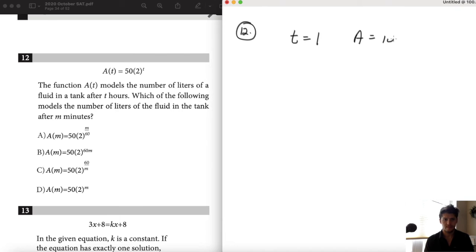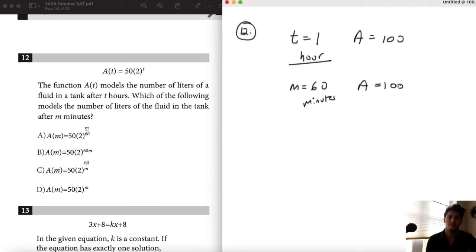Now they want to know what happens in 60 minutes. Just to start with, it won't get rid of all of our answers, but this is 1 hour, right? And that's the same thing as saying m equals 60 minutes. We know that's the exact same amount of time, so the tank's in the exact same place. I picked 1 hour because it was super easy. I just had 50 times 2 to the power of 1, and that's just 50 times 2, or just 100. So now I know when m is 60, I need to get A equals 100. Answer choice A will do that.